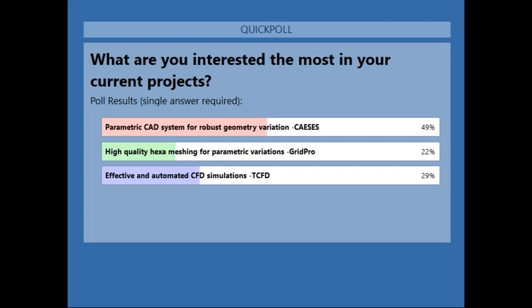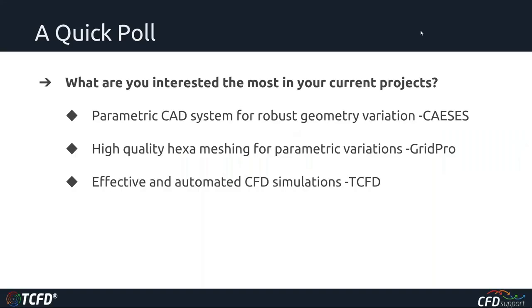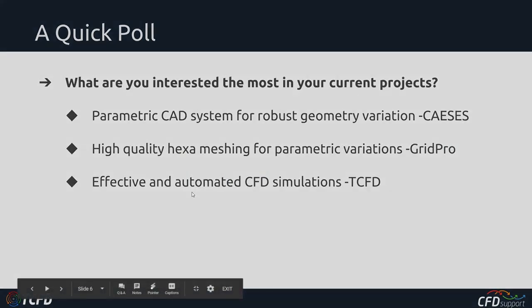39% of you answered that you are interested in CAESES. 22 people answered they're interested in GridPro, and 29 in TCFD. Okay, thank you very much for your vote. It's very important feedback for us, and we will continue in the webinar. I'll hide the results. Okay, so let's move on.